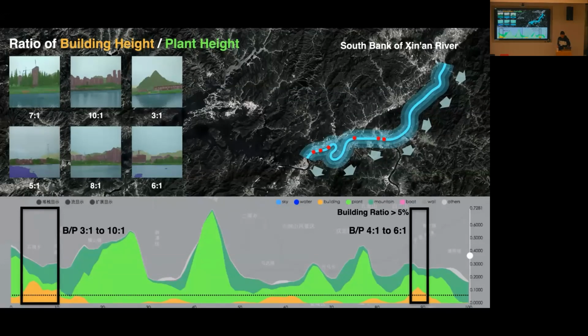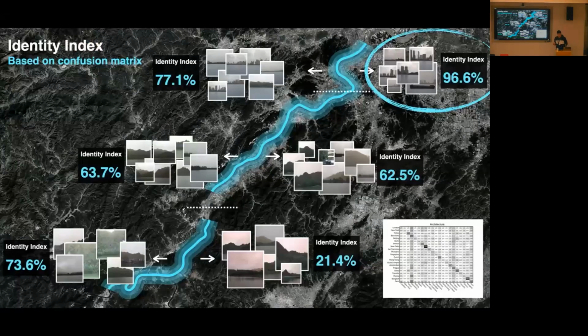But this is not enough. We further created another index called the identity index. It's a little bit complex. So first we need to group all those photos for each segment. For example, here we can see these are thousands of photos which were taken in that area for the south bank of Fuchun River. And these are thousands of photos in another place.